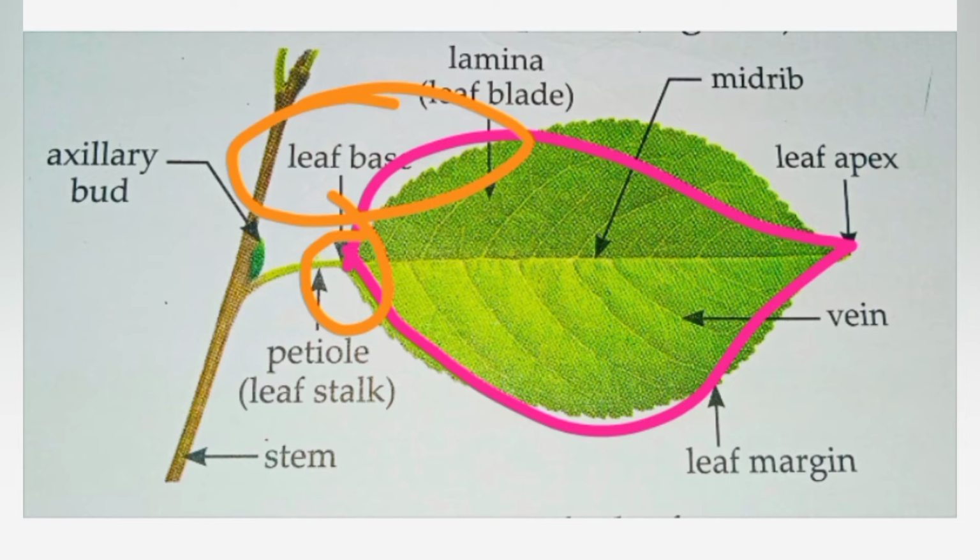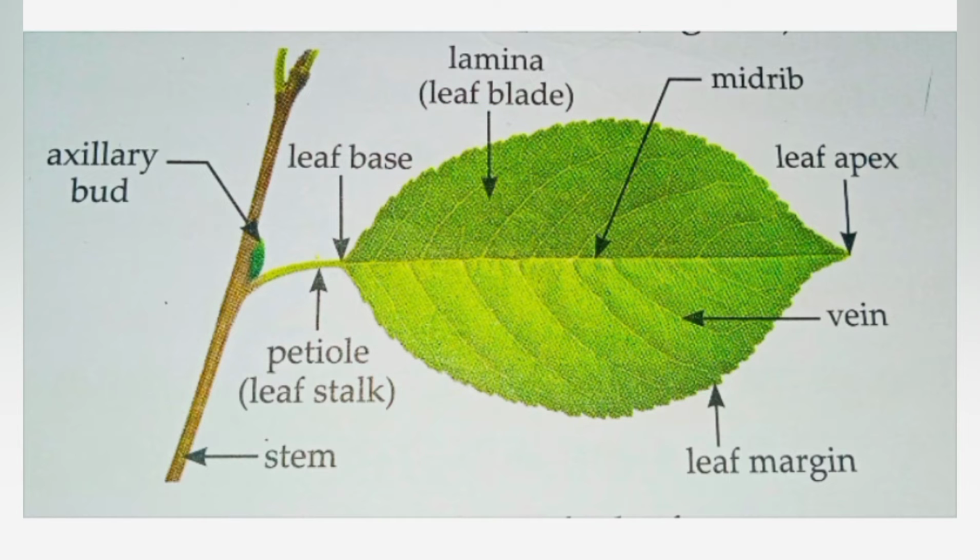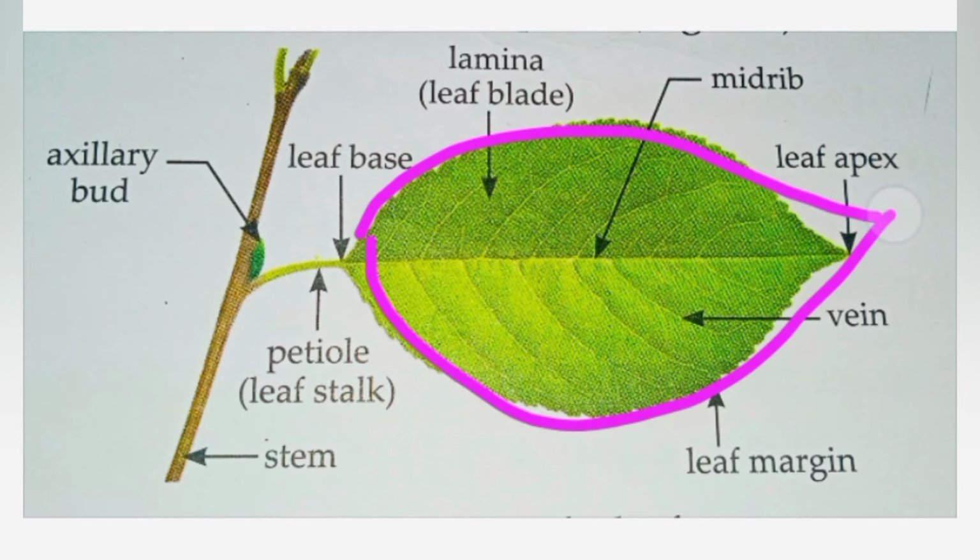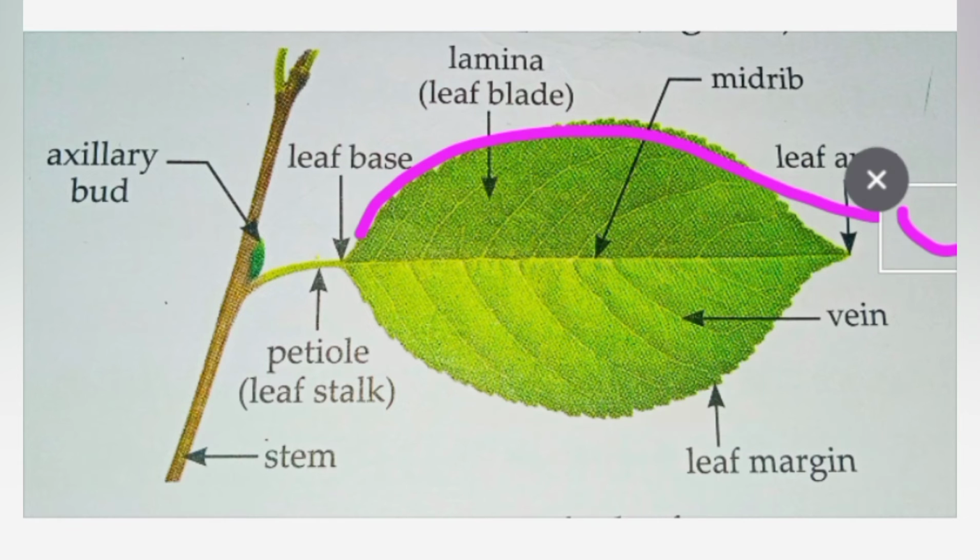Now let's come to the other part, which is the outline of the lamina. This outline of the lamina is referred to as the leaf margin. Like when we stitch our clothes, we have a term called margin. In a similar way, in the leaf also we have the margin. So what is margin? It is the outline of the lamina, the outer portion of the lamina.